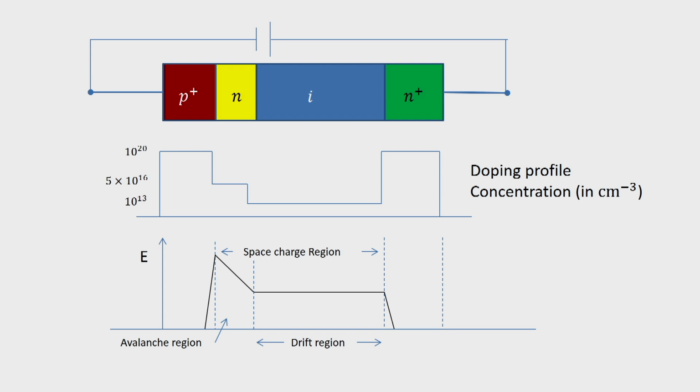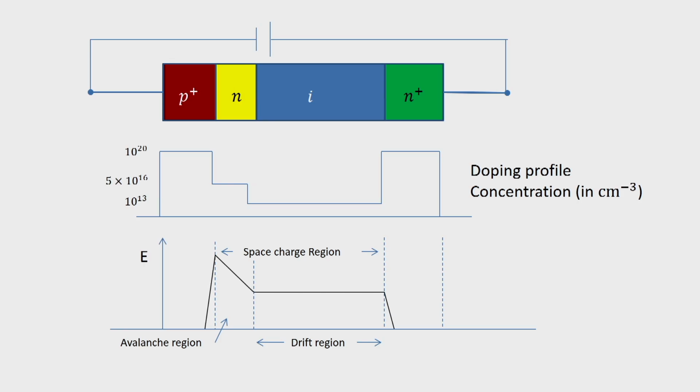An IMPATT diode contains a heavily doped P region, followed by a moderately doped N region, then an intrinsic region, and again another heavily doped N region. And we can see that the bias applied here is a reverse bias.